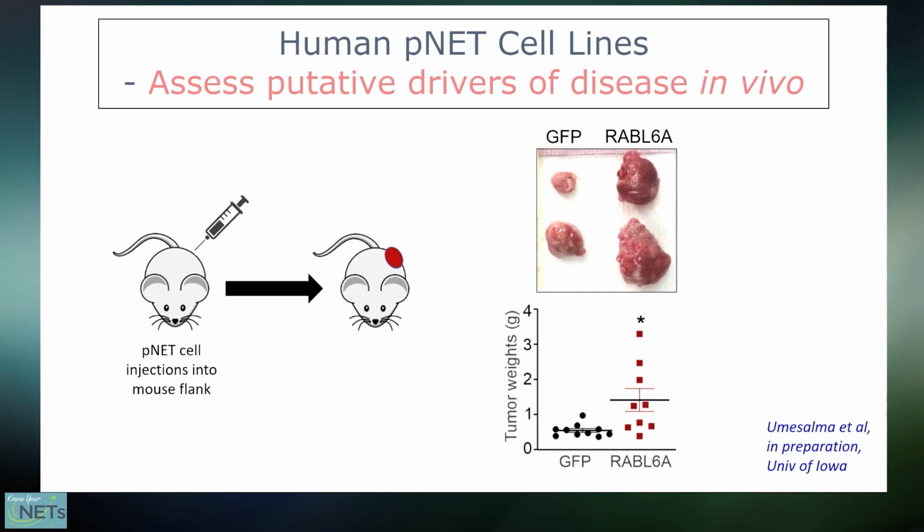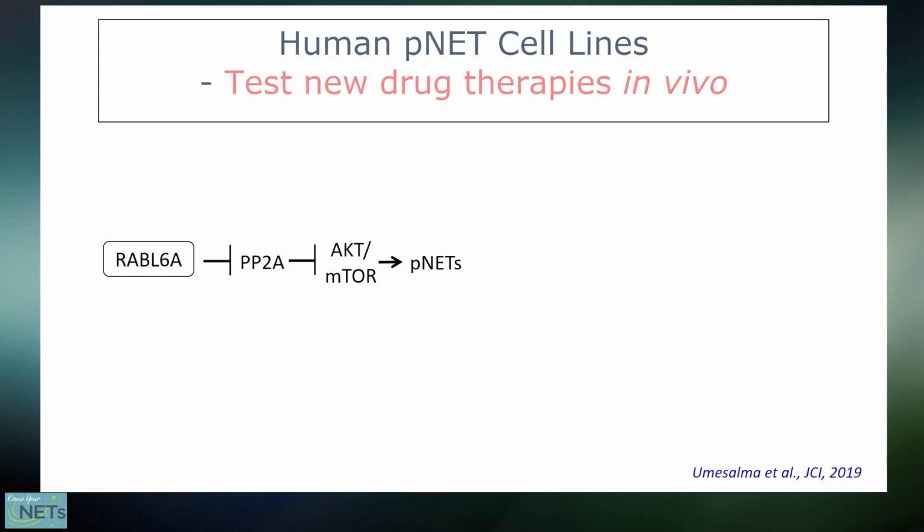And you can see by the size of these tumors that overexpression of Rabl6A leads to larger tumors. And this is important because it reveals that the high levels of Rabl6A, which are seen in human patients, is tumor promoting. So based on that result, we wanted to test drugs that could inhibit Rabl6A signaling. But we don't have drugs that can actually inhibit Rabl6A. So therefore, we looked at drugs that target other factors downstream of Rabl6A.